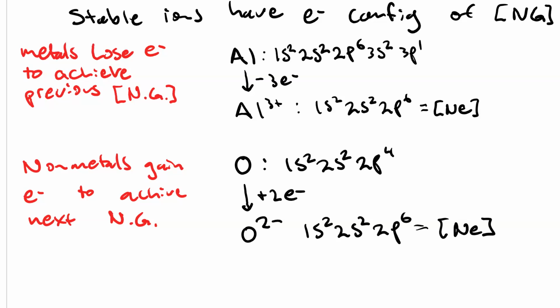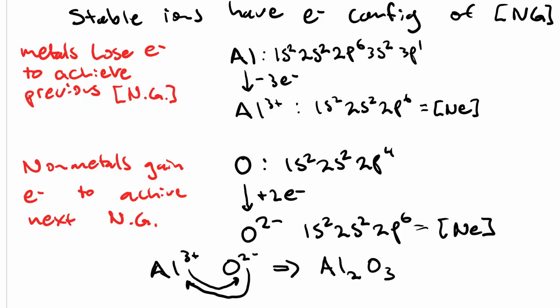When you combine aluminum ion with oxide ion, remember to do the switcheroo to get the right subscripts. Al2O3 is the formula for the ionic compound aluminum oxide.